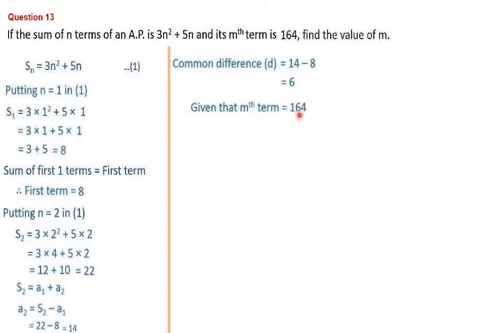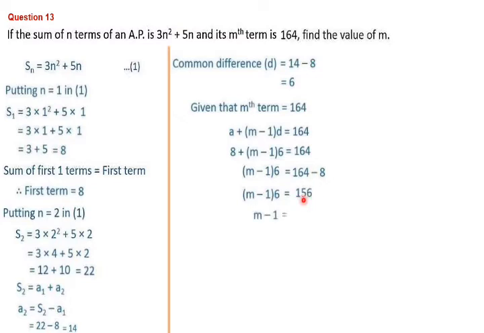Given that the mth term is 164. From the mth term formula, we know a plus (m minus 1) into d is equal to 164. We have all the values, a as well as d. Put a is 8, plus (m minus 1) into d, which is 6, equal to 164. (m minus 1) into 6 equal to, take this 8 to the right side, 164 minus 8. So (m minus 1) into 6 is equal to 164 minus 8, which is 156.